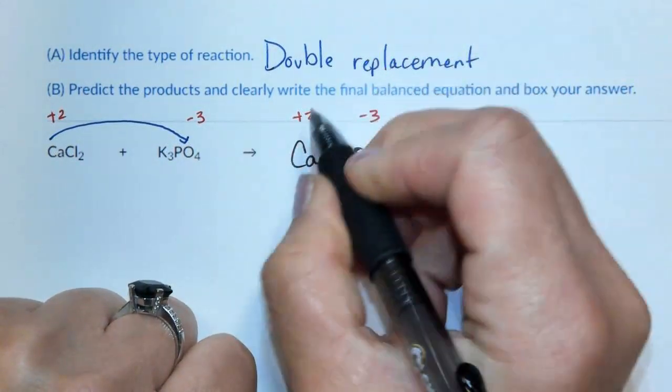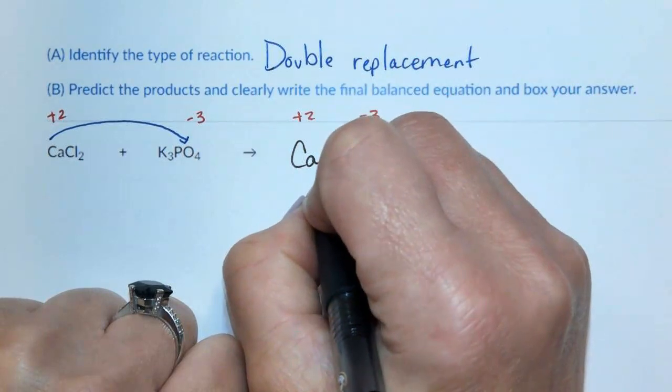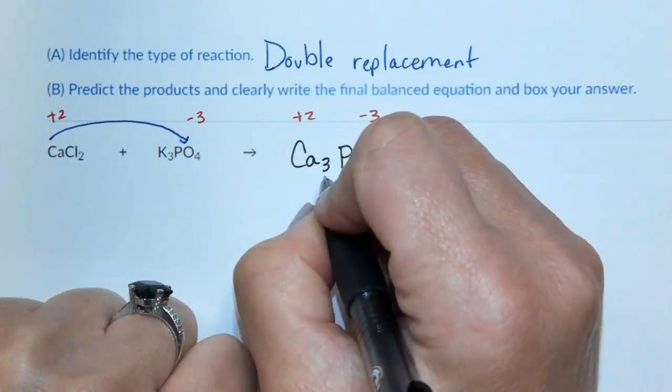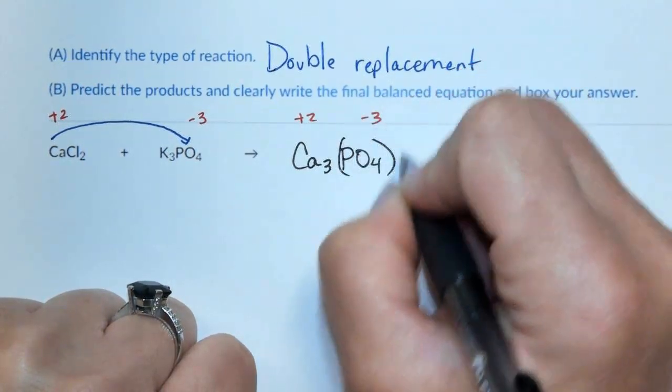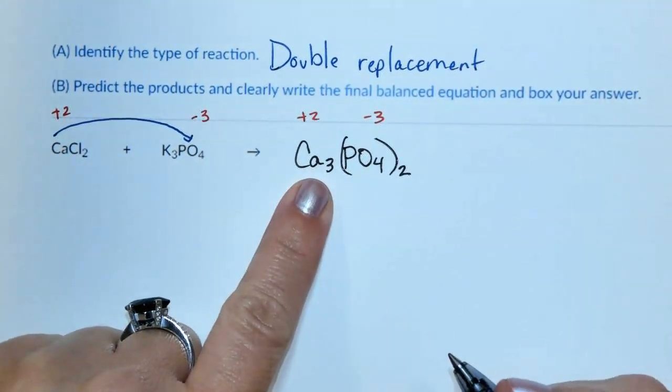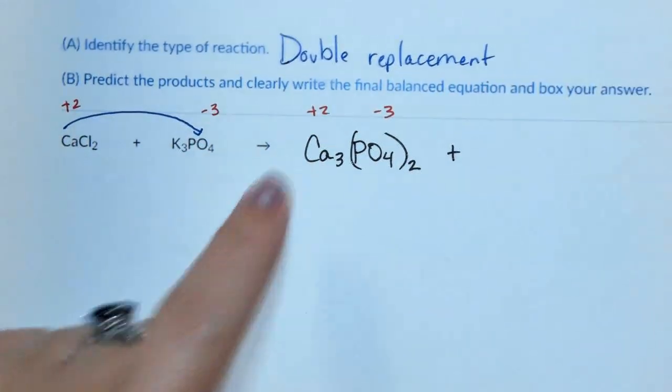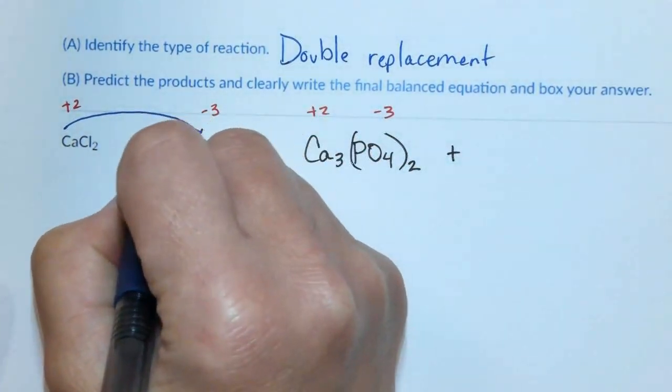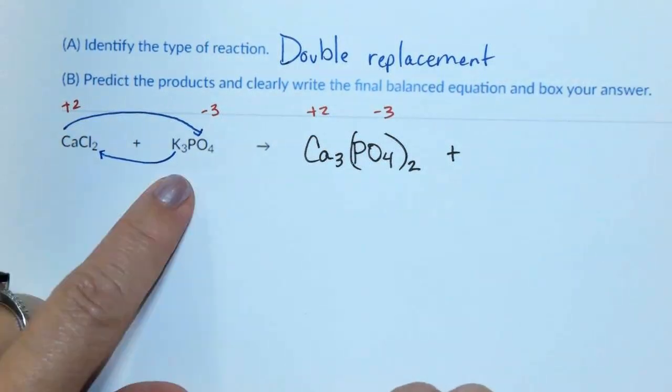So now I'm going to work vertically. 2 times 3 equals an overall +6. 3 times 2 gives me an overall -6. And now my charges have been balanced. Plus, and now we're going to do third and second get together.